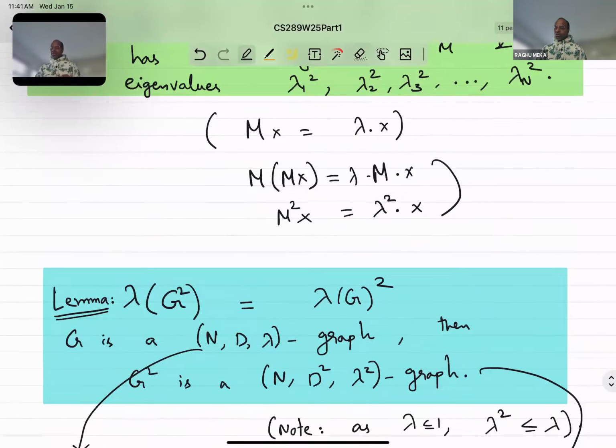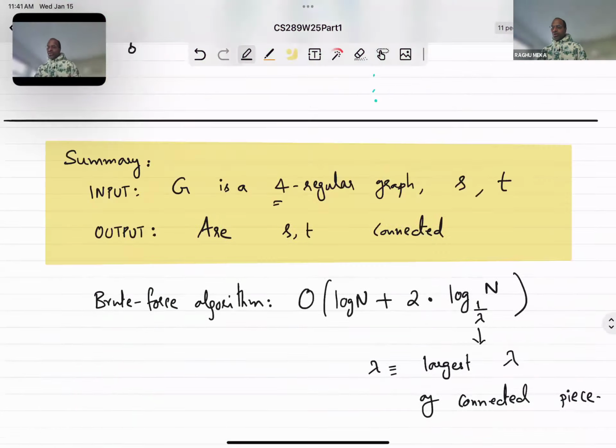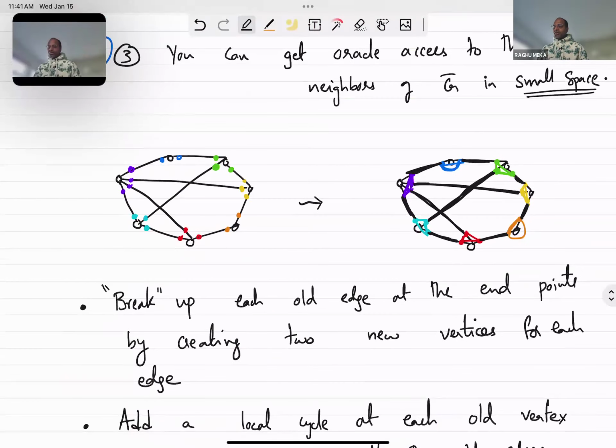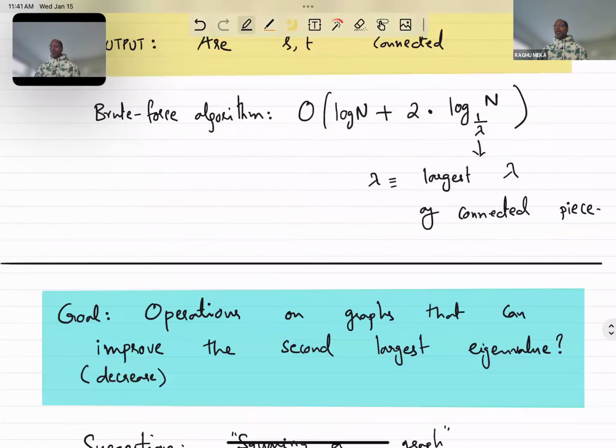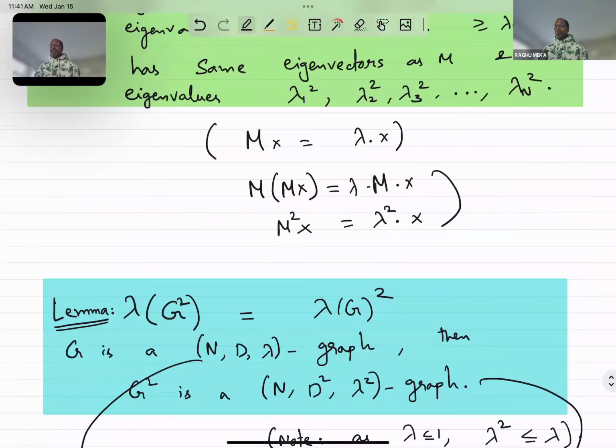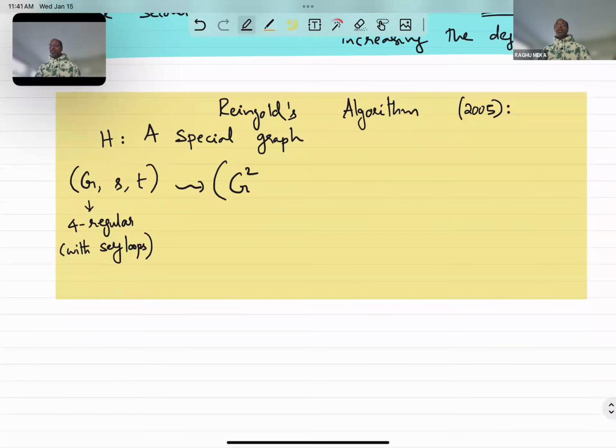Right? So we saw a trick to reduce the degree already, right? So this trick reduced the degree. But the point is that it doesn't help, or it can really hurt the second largest eigenvalue. So we need a version which can reduce the degree again, but not hurt the second largest eigenvalue. So this is where the special product called zigzag product comes in.